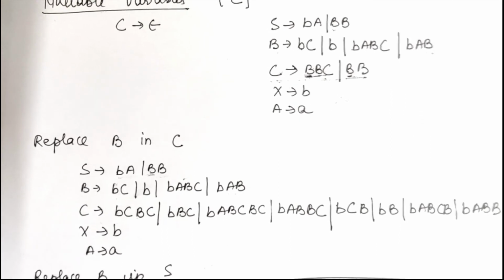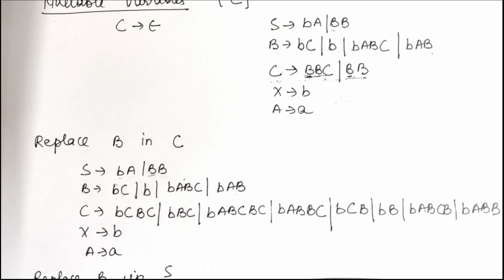So I hope you have understood all the following properties, how we eliminate null, how we eliminate unit, left recursion, and how we substitute all the values.